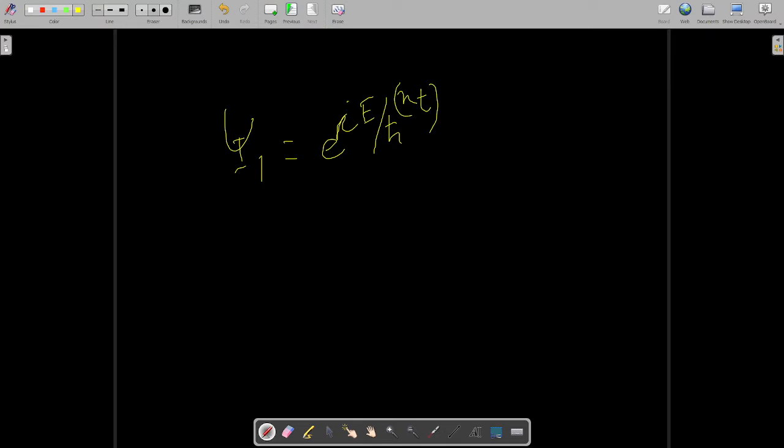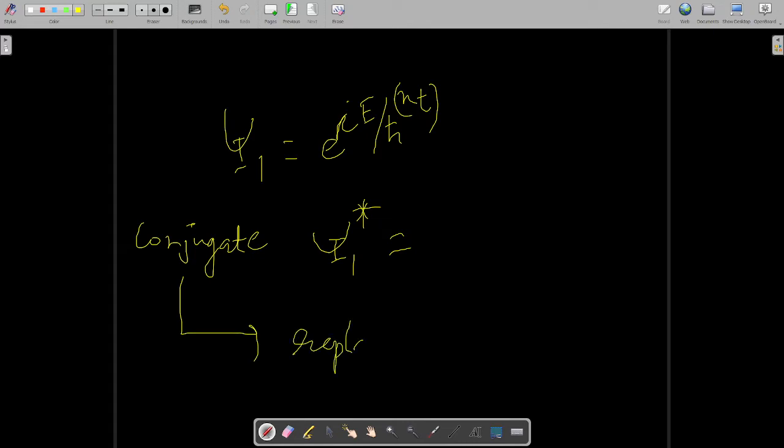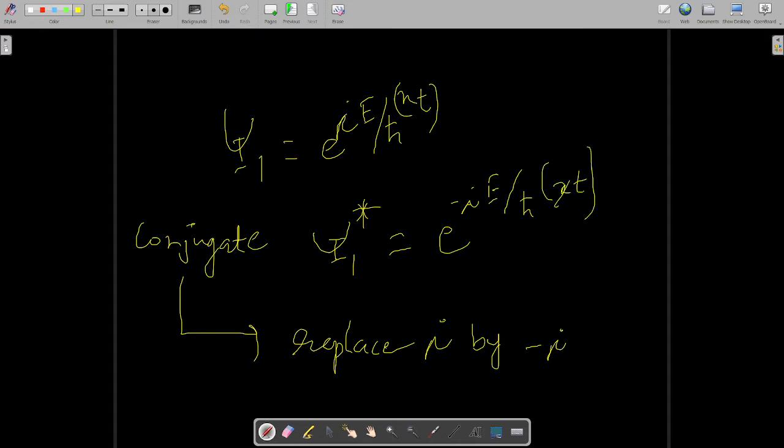If I want to find its conjugate, then what will I do? I will write it like this. I will put a star over here in order to find its conjugate. And simply in order to find the conjugate, I will replace i by minus i, okay. So when I replace i by minus i, I will get it to be like this. So i has been replaced by minus i.